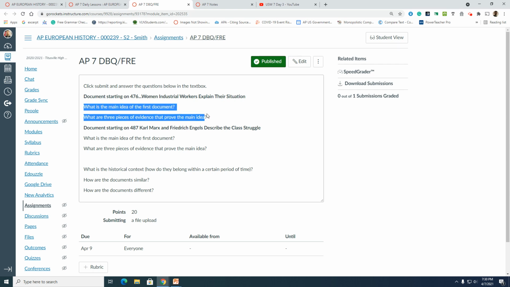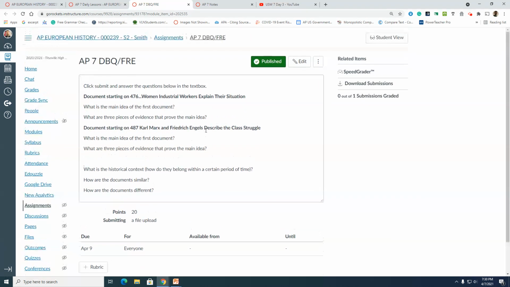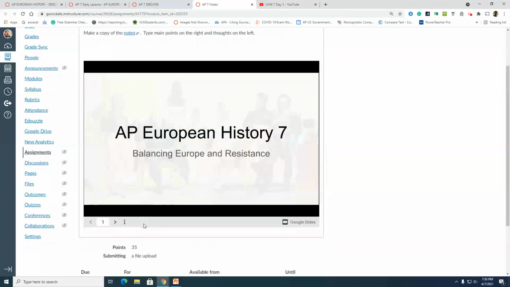For each document, answer the question once you click submit and type in the text box: what is the main idea, and what are the 3 pieces of evidence that prove the main idea? And then make sure you answer the questions: What is the historical context? How are the documents similar? And how are they different? Then continue on with the notes.